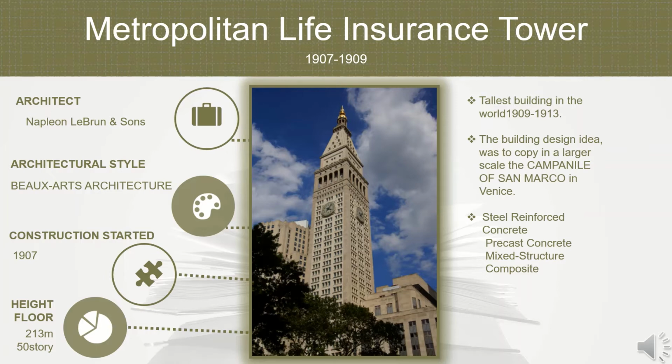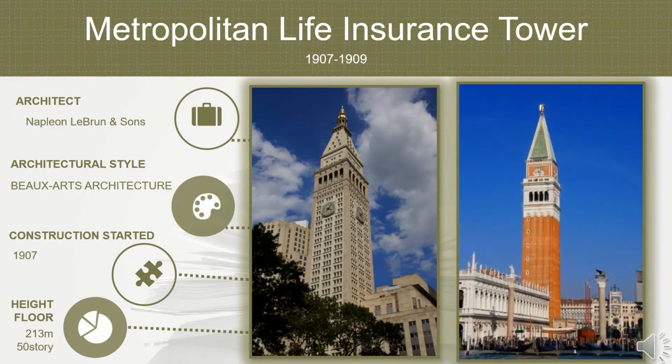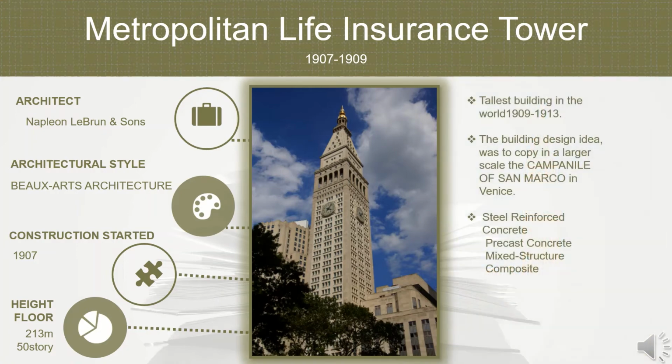The Metropolitan Life Insurance Tower started in 1907 and ended in 1909. It was the tallest building in the world from 1909 till 1913. The most important insurance company of the country decided to take up the challenge by adding a 700-foot tower to the existing building from 1893. The building design idea was to copy, on a larger scale, the Campanile of San Marco in Venice.